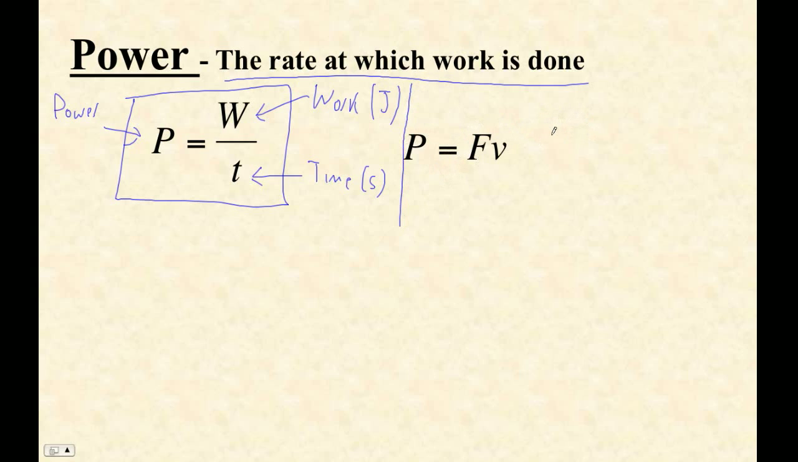Because if power is work divided by time, work could be force times distance divided by time. And of course, distance divided by time is velocity. So this is force, and then that's velocity.